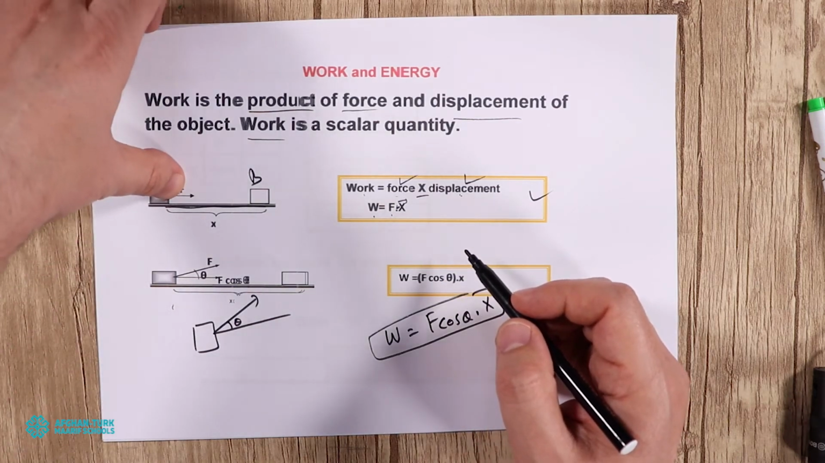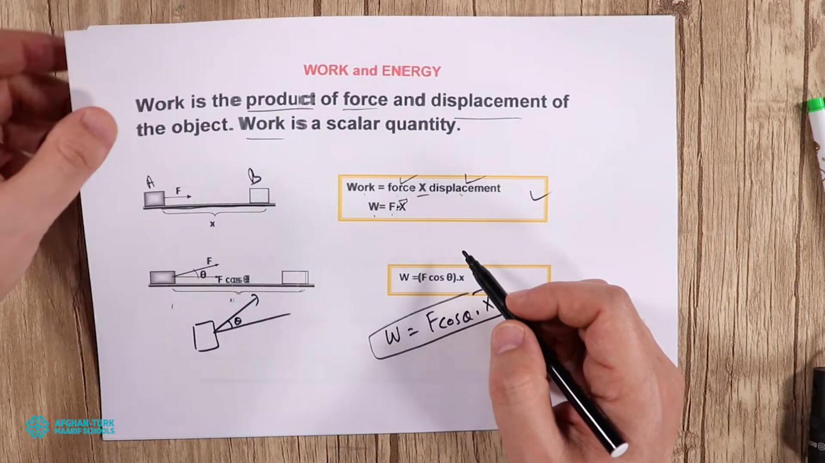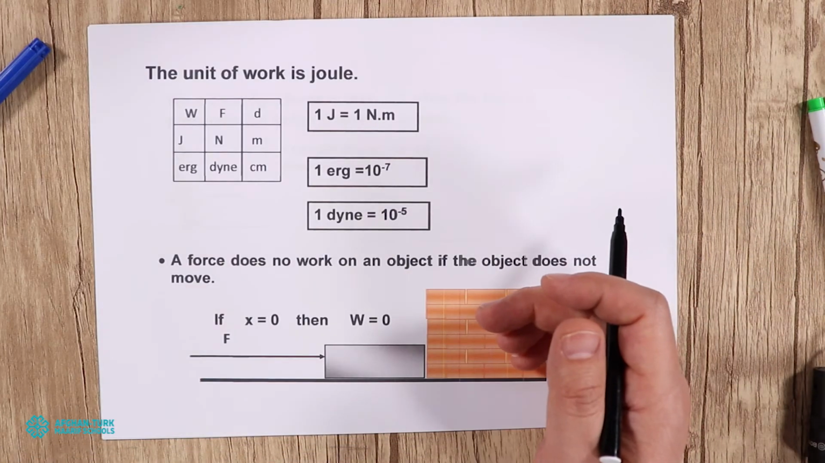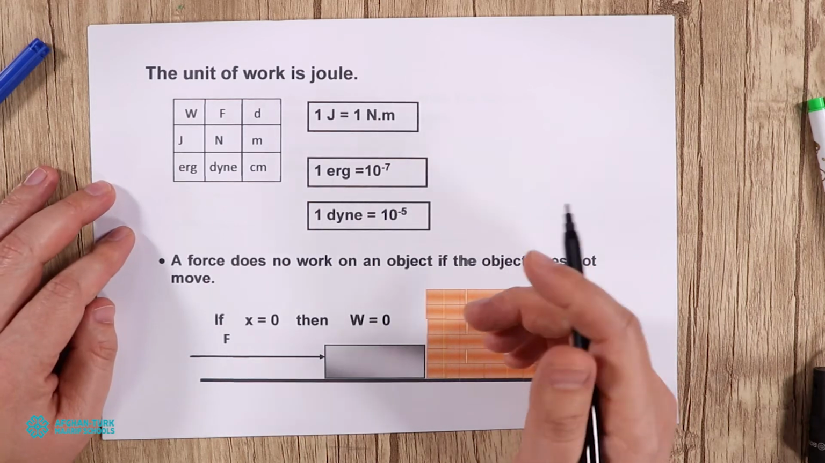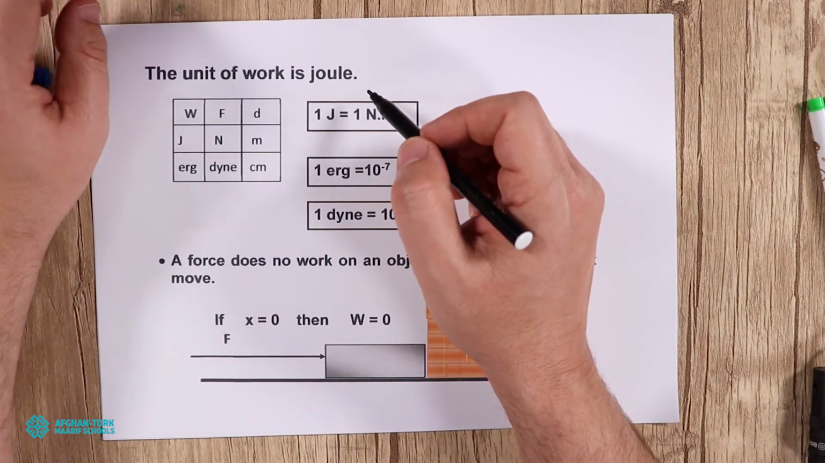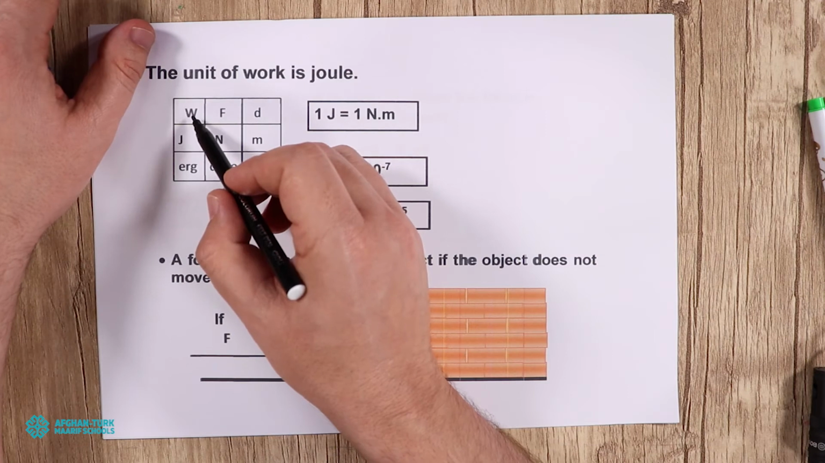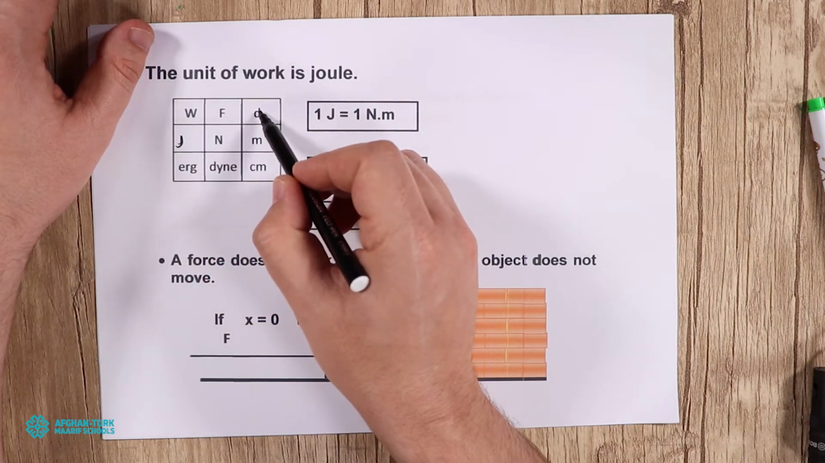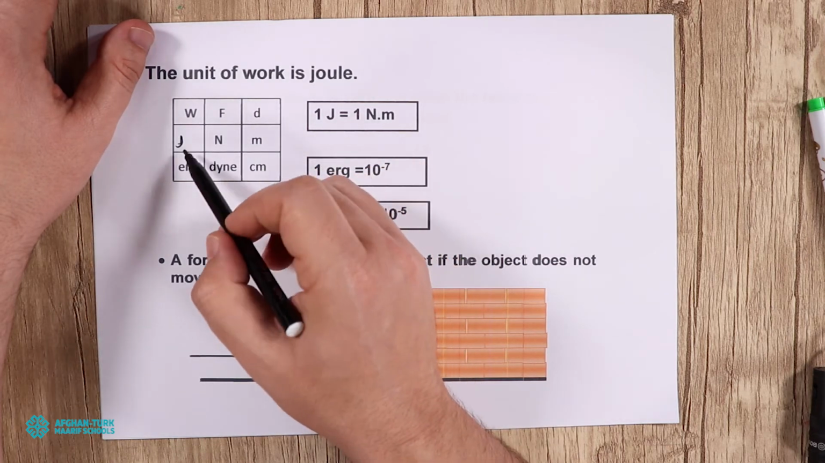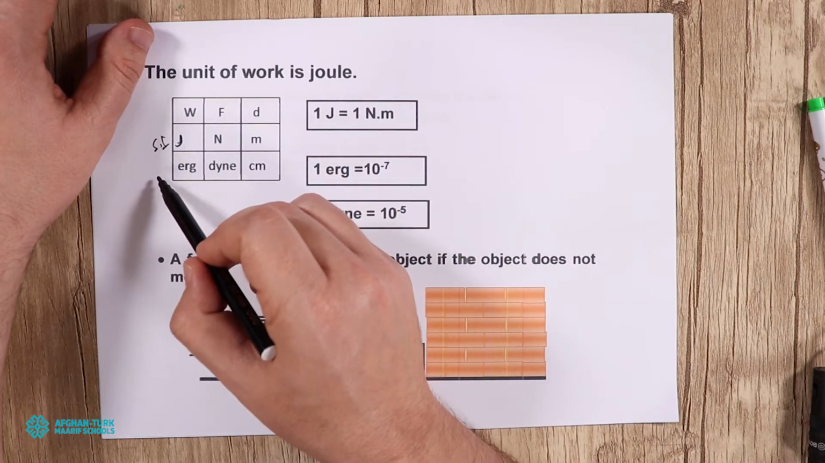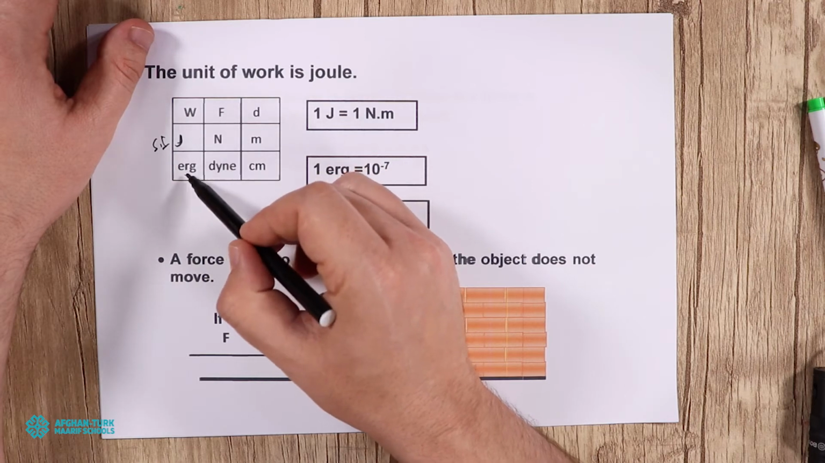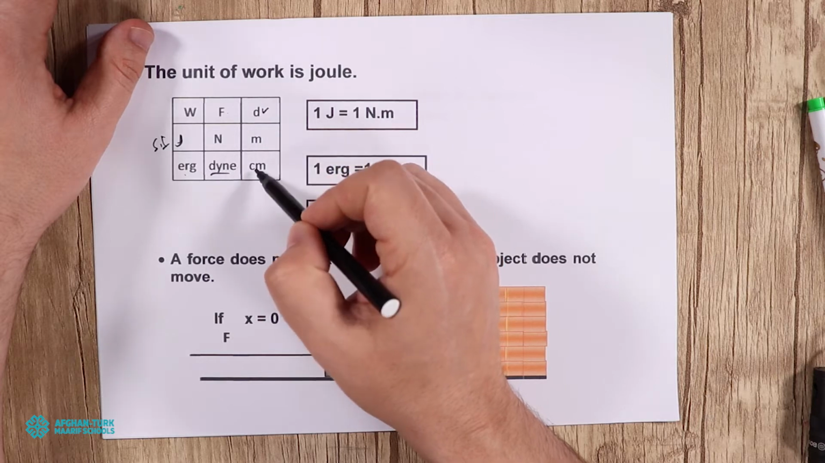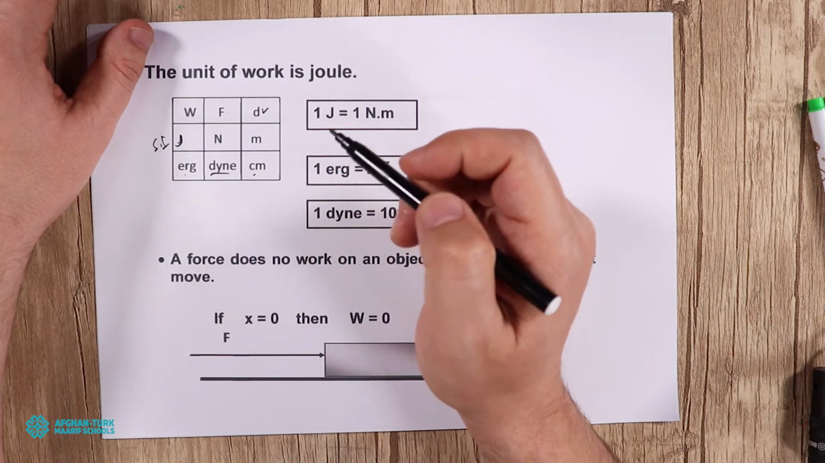Okay, let's see the next page. We will see what the unit is and study more about work. The unit of work is joule, the unit of force is Newton, and the unit of distance or displacement is meter. This is the SI system. In the other system, the unit of work is erg, the unit of force is dyne, and the unit of distance is centimeter. This is the CGS system.